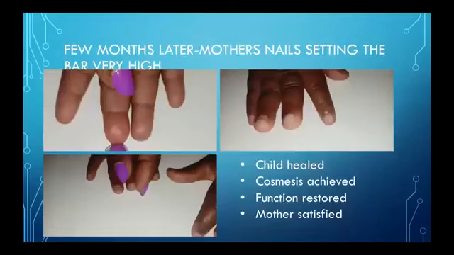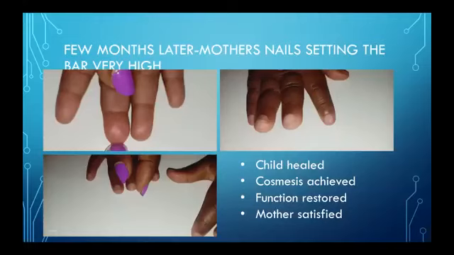But after a month, this is the same finger that was injured, the middle finger. You can see the scar along which the suture line was made. And when you look at the same finger, you can hardly notice a difference. So the child was healed. We achieved cosmesis, we restored function, and the mother was very satisfied.